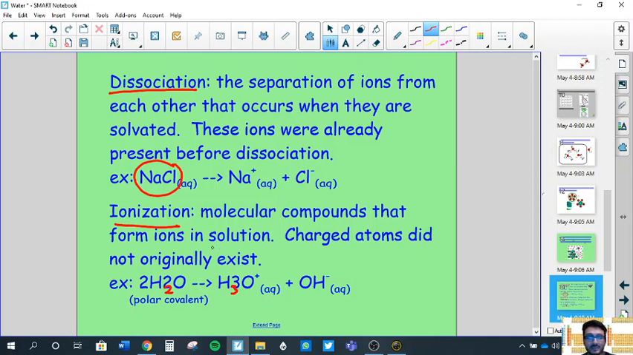A good example of this, now that we've talked about pH, is more in context now. We have water molecules. Water doesn't have ions per se, but it can dissociate into a hydronium ion, as we discussed a lesson or two ago, or a hydroxide ion. So it's the creation of these ions from a molecular compound that did not have ions to begin with. That's called ionization. Different from dissociation.